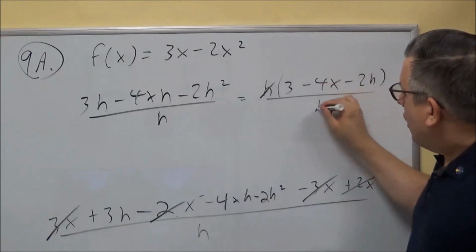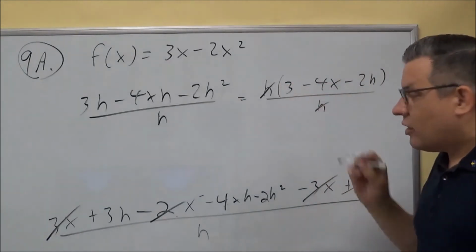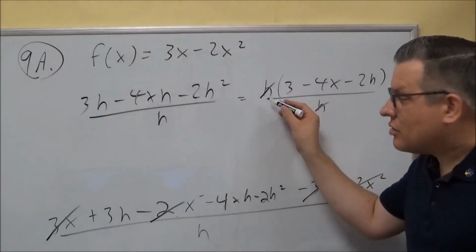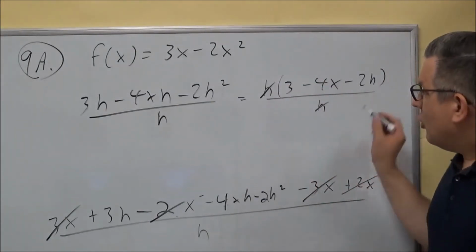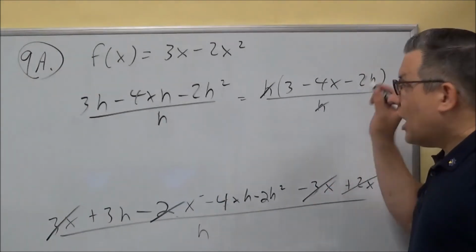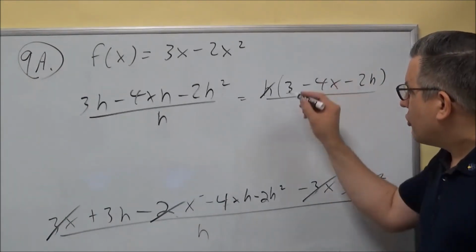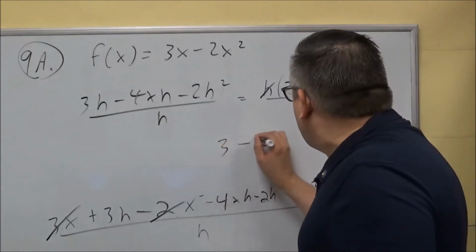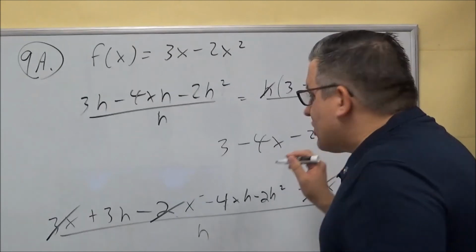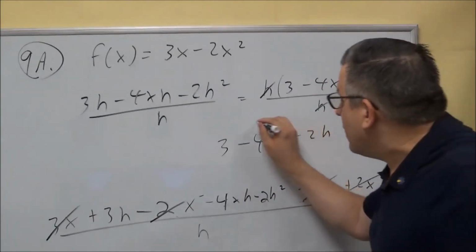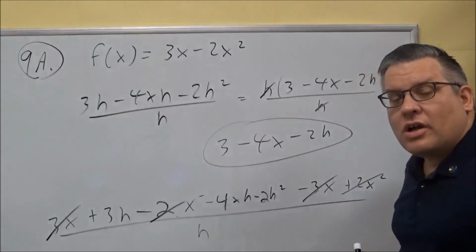Once we do that, that allows us now to cancel out the h's. Once it's factored out like this, we just cancel it out. Whatever you have left over, that's going to be what you put down for your answer. It's okay if you have an h as part of your answer. There's no special notation that you have to put for difference quotient. On your answer blank, you can just simply write this. It doesn't matter which order you have these in either. So 3 minus 4x minus 2h. This right here would be your final answer.